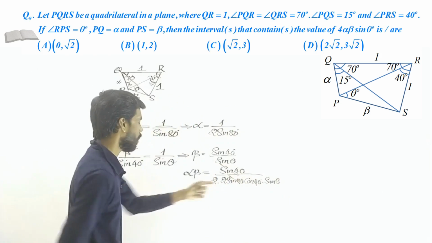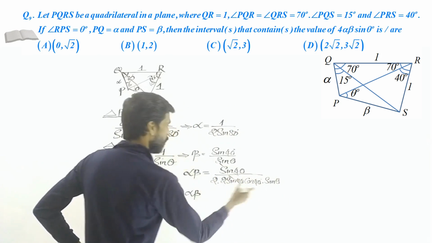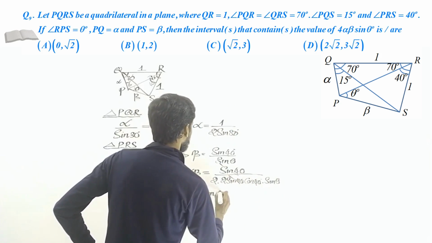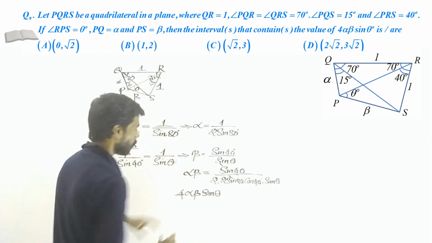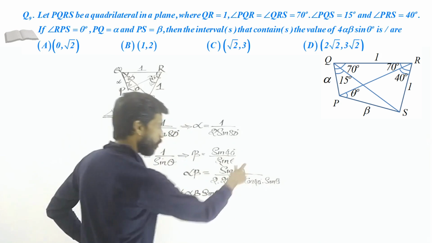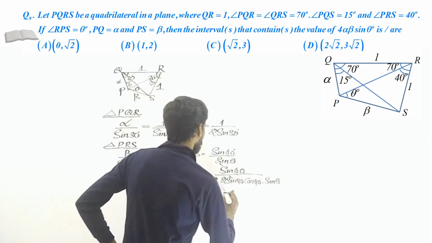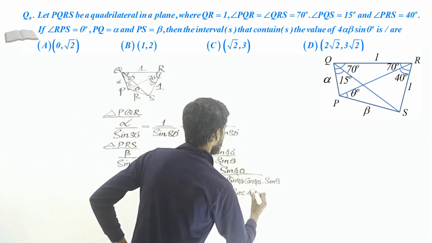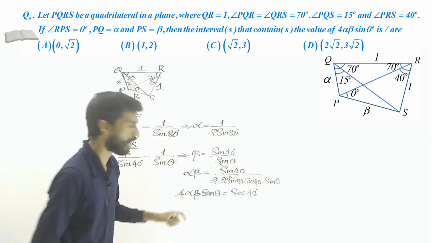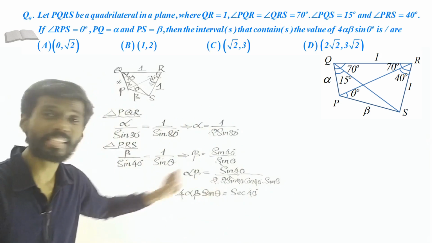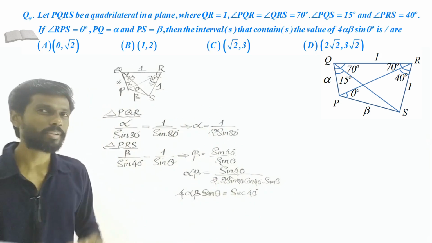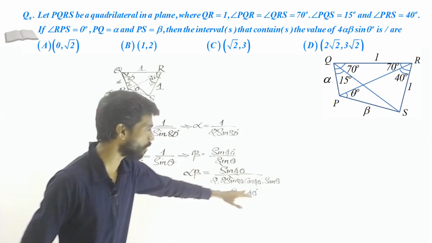Now what is left? Cross multiply: if you multiply by sine theta, and you can even multiply by 4, then 4 alpha beta sine theta equals 1 divided by cos 40. That is the same as secant 40 degrees. So that is the value of 4 alpha beta sine theta. We don't know the exact value of secant 40, but we can find the range of its possible values.